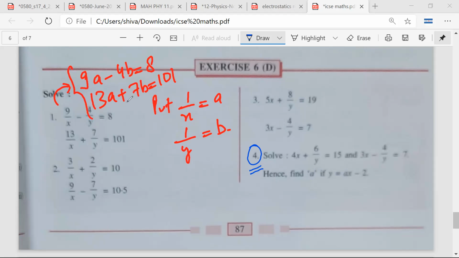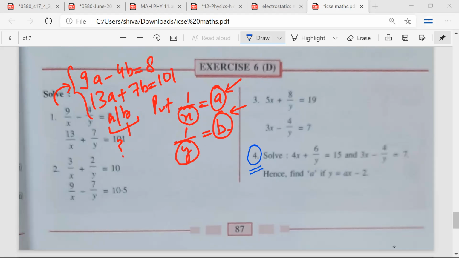Mr. Rudra, any doubt? No, sir. I'll solve for a and b. Once I have the value of a and b, I'll come back to this. I'll put the value of a here, I'll put the value of b here, and I'll solve for x and y. Any doubt? No, sir.